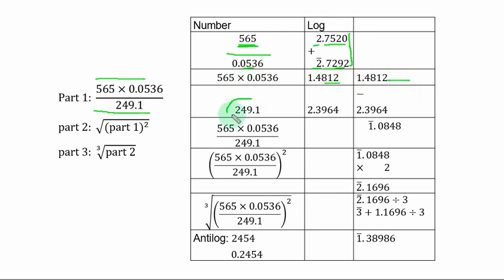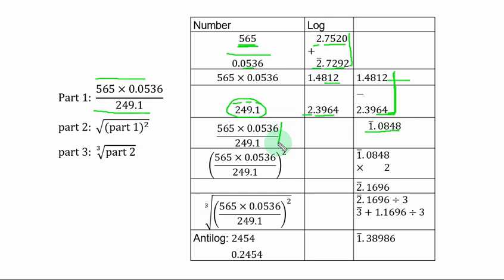The denominator is this. The integer part is 2, if you subtract 1 from the 3 digits in the whole number part. For the mantissa, you check 24 under 9, difference 1. That is 3964. Let us take it under the first result. Division implies subtraction of log values. So if you subtract these two results, you have this for the whole of part 1.